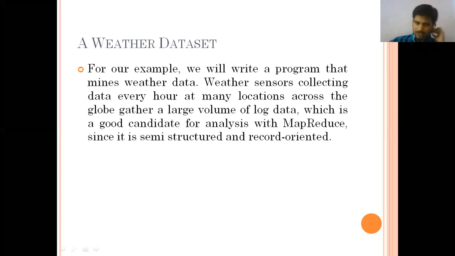Again, it is a large amount of data, which is a good candidate for analysis with MapReduce since it is semi-structured and record-oriented. Since it is semi-structured, it is not a perfect structure, and it is record-oriented. So we are going to process it. For example, it is giving every one hour what the data is.